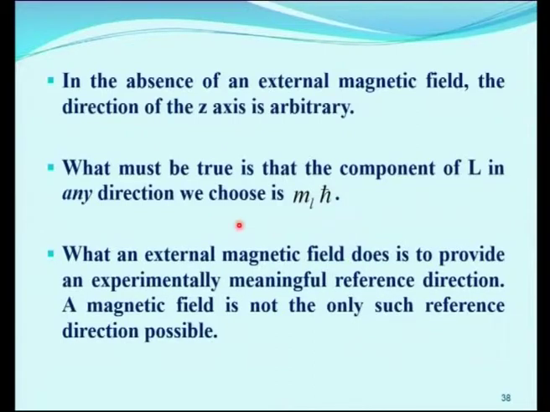For example, the line between the two hydrogen atoms in the hydrogen molecule H2 is just as experimentally meaningful as the direction of the magnetic field, and along this line the components of the angular momenta of the hydrogen atoms are determined by their magnetic quantum number values, that is, ml values.